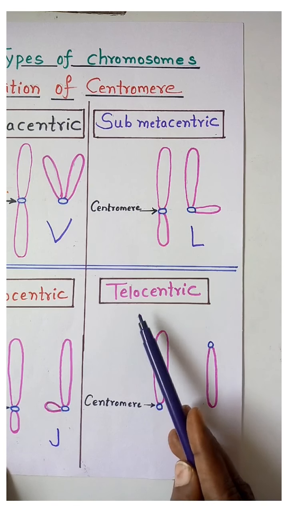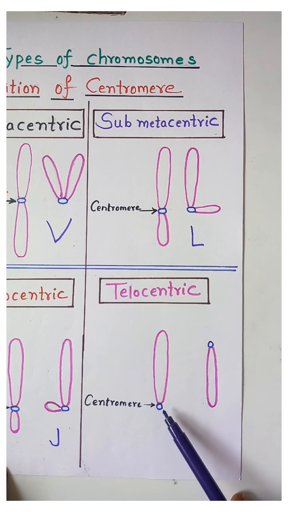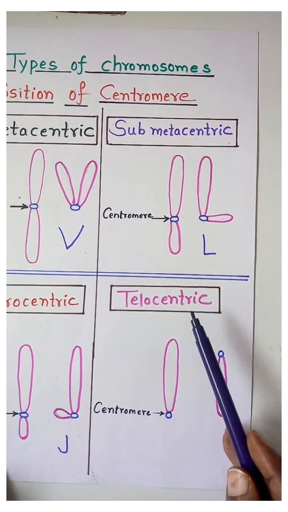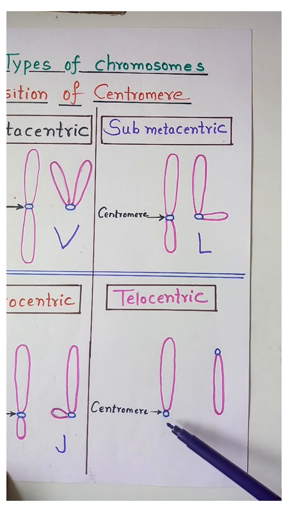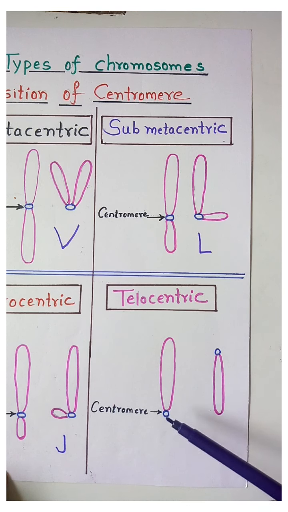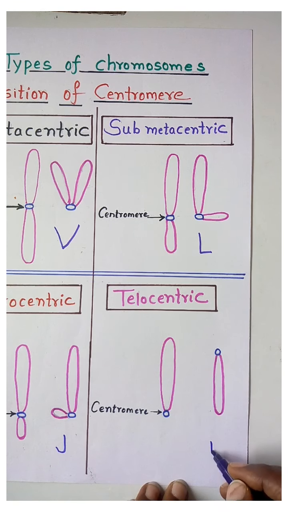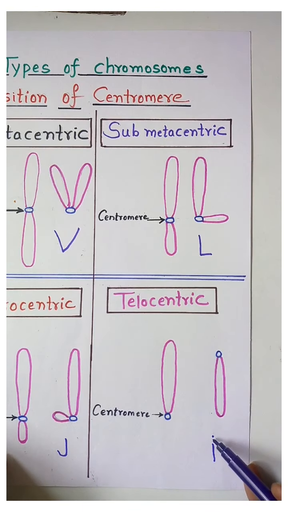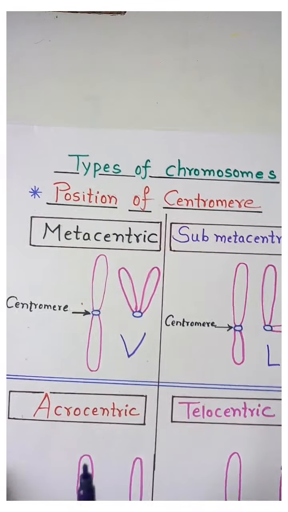The last one, telocentric. In this type of chromosome, the centromere is present at the end of the chromosome. Hence, this is called a telocentric chromosome. The most important point in this type of chromosome is that the chromosome has only one arm, because the centromere is present at the end of the chromosome, and it appears as the English alphabet I. So this is the last type and it is called telocentric. Only thing is this dot is present very close. Hence it appears as I shape.